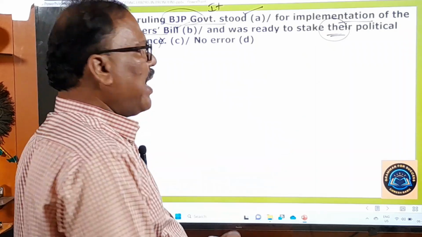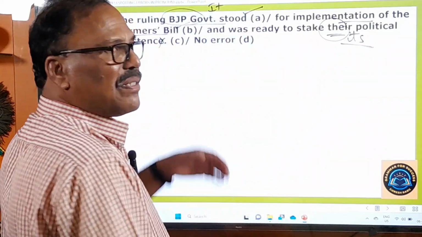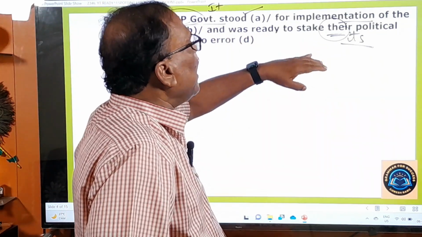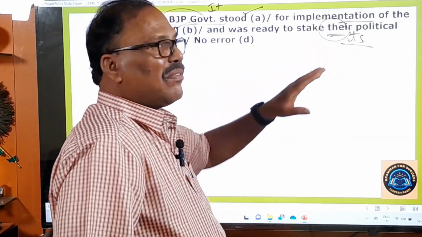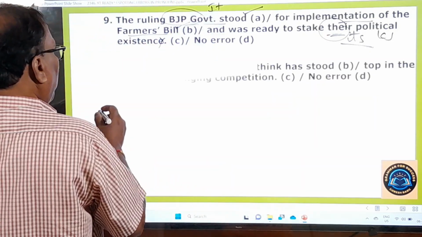What should have been used there? You should have used "there", what's that? It's a political existence. The BJP government was ready to take its political existence. Instead of "its", here "their" is used. It is wrongly used here. And you go to the next one, the 10th one.